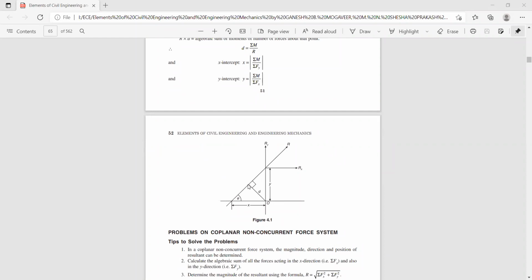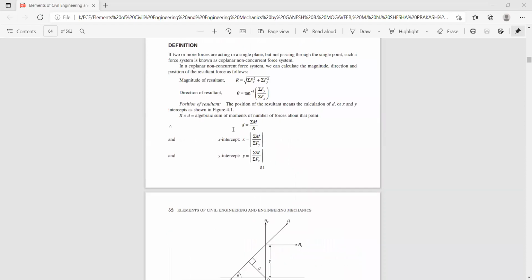That is nothing but moment, which is force into the perpendicular distance. So the line of action of the resultant is like this, and the perpendicular distance with respect to point O is the position of the resultant. This is 90 degrees, because the definition of moment is the magnitude of the force into the perpendicular distance about the point where the moment is required. Here we are considering the moment of the resultant with respect to O, hence this perpendicular distance, D, is the position of the resultant. It is given by the equation sigma M divided by R.